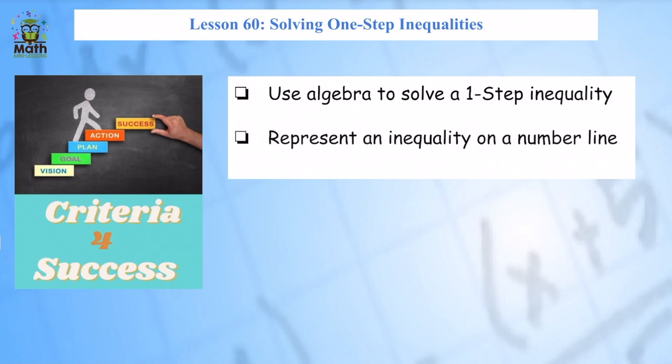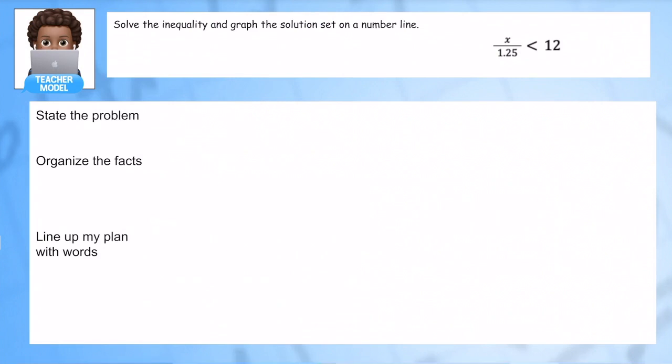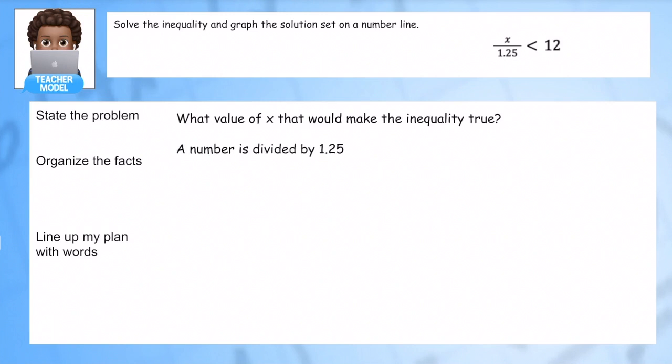We'll jump into today's first problem. Solve the inequality and graph the solution set on a number line. So I have x divided by 1 and 2500ths is less than 12. So all they're asking me to do here is to figure out what the value of x could be that would make this inequality true. So what do we know? We know it's a number divided by 1 and 2500ths. We know that the value of that expression is going to be less than 12.